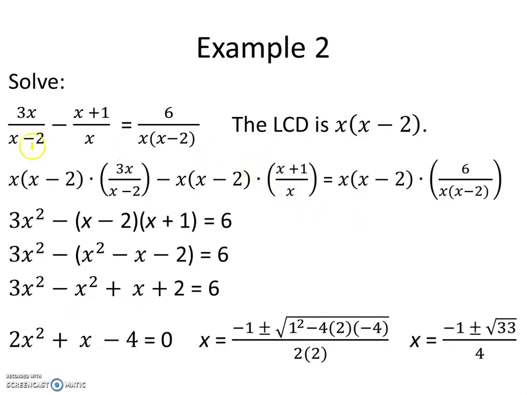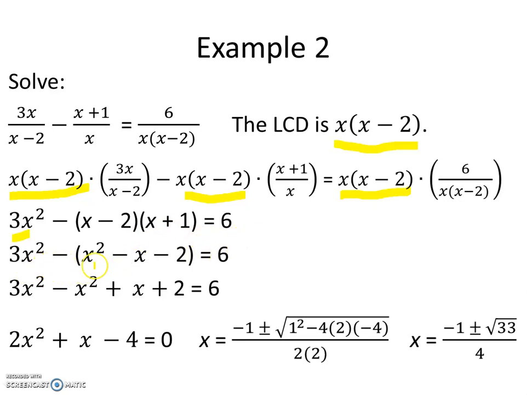On example 2, we have to solve 3x divided by x minus 2 minus x plus 1 divided by x equals 6 divided by x times x minus 2. The LCD, or the least common denominator, is x times x minus 2. We need to take that times each of the terms of the equation, and when we do, we get 3x squared minus x minus 2 times x plus 1 equals 6.